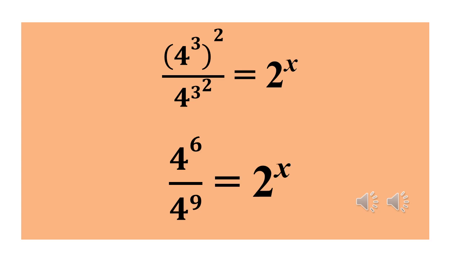Then the denominator is 4 raised to power 3 raised to power 2. The 3 raised to power 2 there means 3 squared. That's 3 times 3, that is 9. So the denominator becomes 4 raised to power 9. So we now have 4 raised to power 6 over 4 raised to power 9 equals 2 raised to power x. The difference between the numerator here in question number 1 and the denominator is that the numerator has brackets while the denominator does not have brackets, and that's why they give us different outcomes.